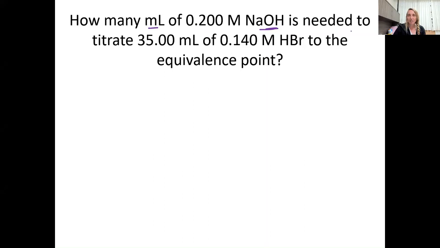So how many milliliters is needed to titrate 35.00 milliliters of 0.10 molar HBr to the equivalence point? And remember that equivalence point is when H plus equals OH minus, right? The number of moles of H plus equals the number of moles of OH minus. And tell me, say, Dr. Fuller, always put your units. So moles of H plus, moles of OH minus.